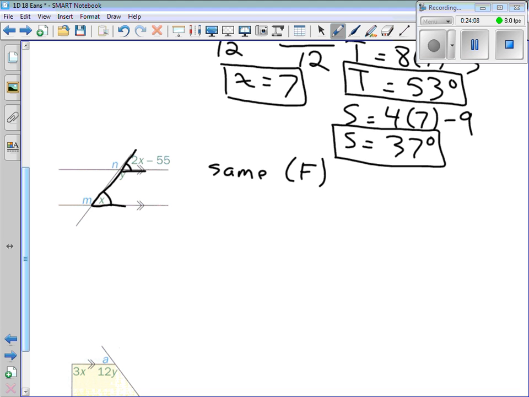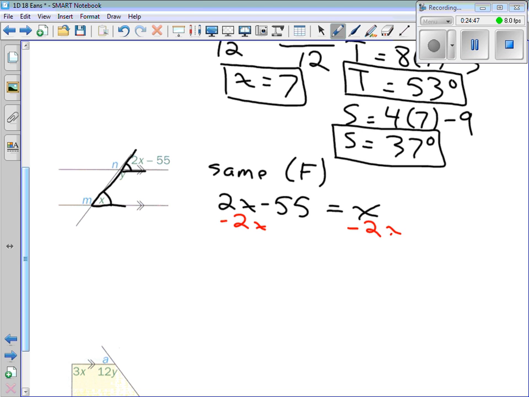Okay. So if we know that this and this are the same, that gives us an equation. 2x minus 55 must be equal to that other angle, x. And here's our equation that we have to solve. How are we going to solve this equation? We got x's on either side here. We want to move the x's all to one side. So I'm going to move this 2x over to this side by subtracting 2x here.